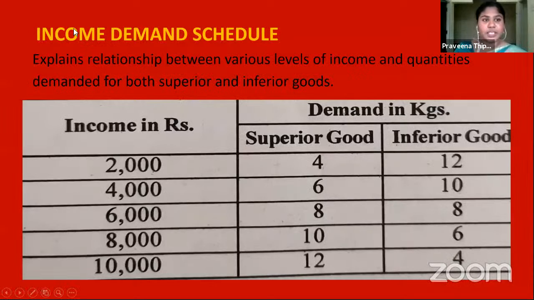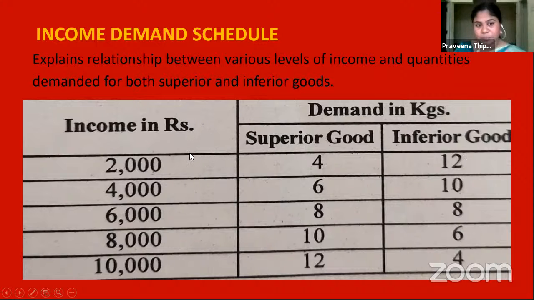So children, this is the income demand schedule. It explains the relationship between various levels of income and the quantity demanded for both superior goods and inferior goods. When the income of the consumer is 2000, the demand for superior goods is 4 kgs and the demand for inferior goods is 12 kgs.